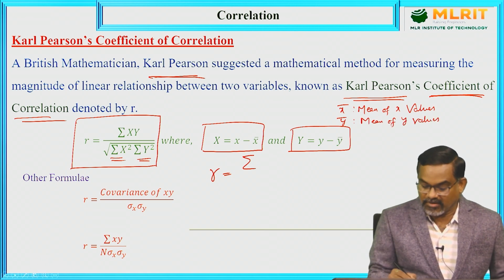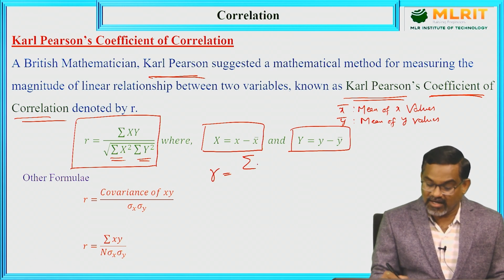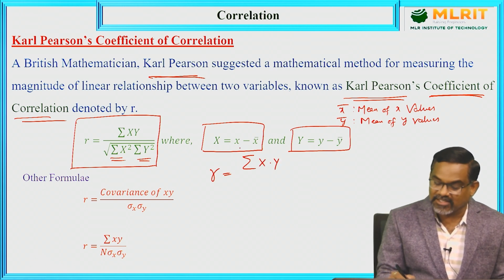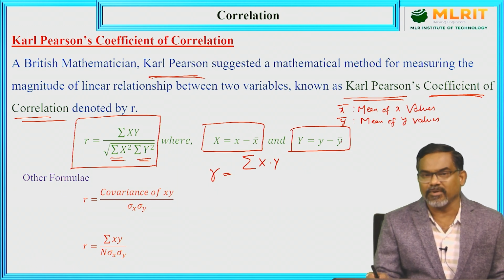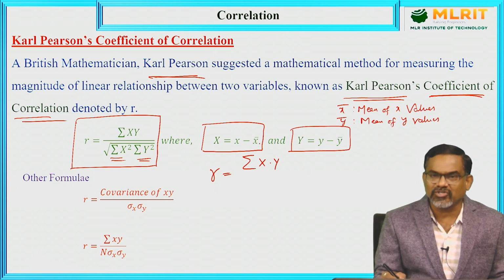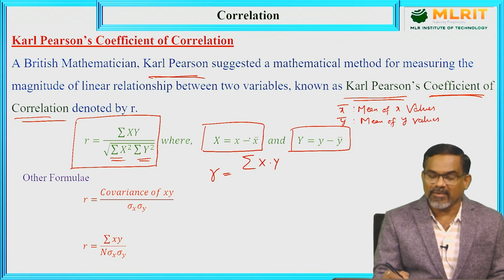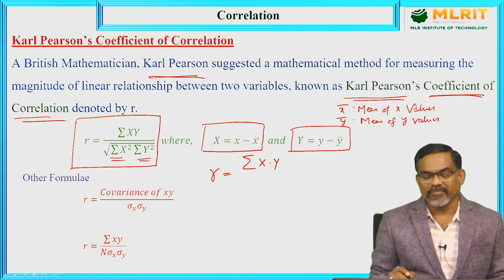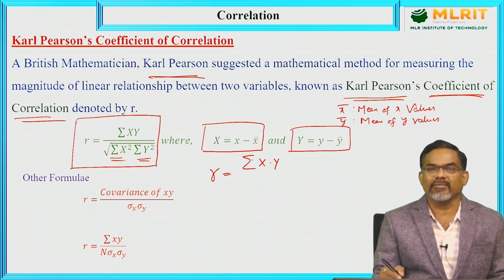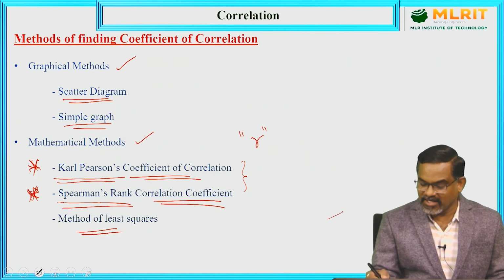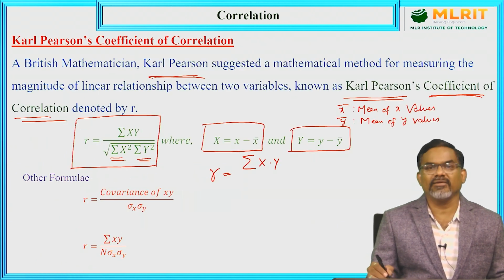So R is given by sigma capital X into capital Y, where capital X is small x minus x bar, capital Y is small y minus y bar. Simply the deviation of elements from the mean. So x minus x bar denotes the deviation of the elements from the mean. Similarly y minus y bar.